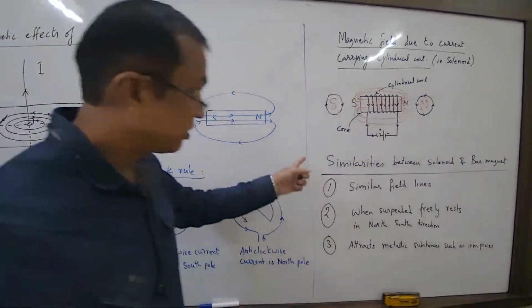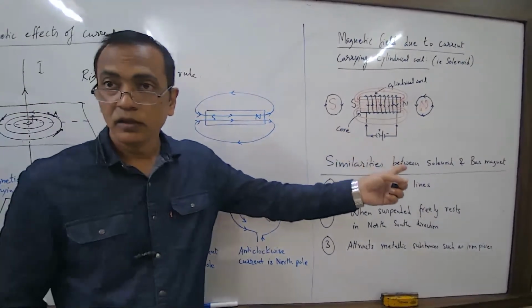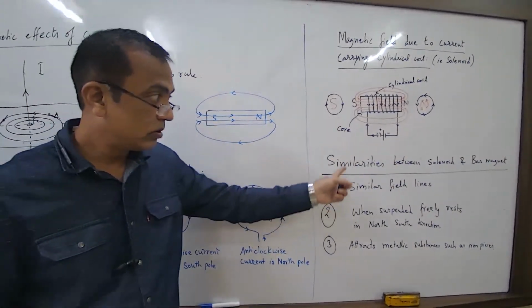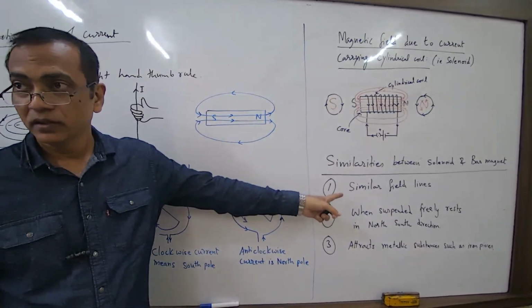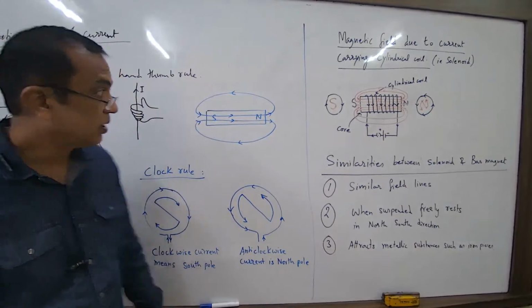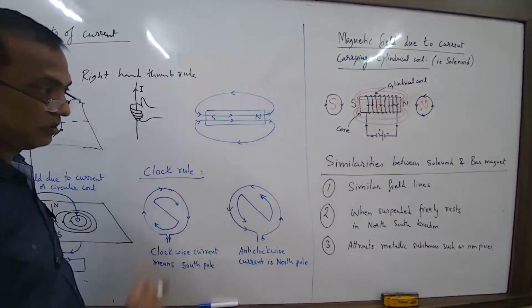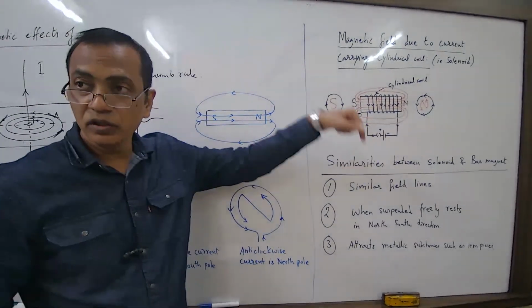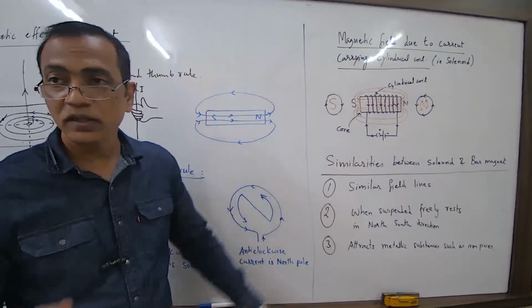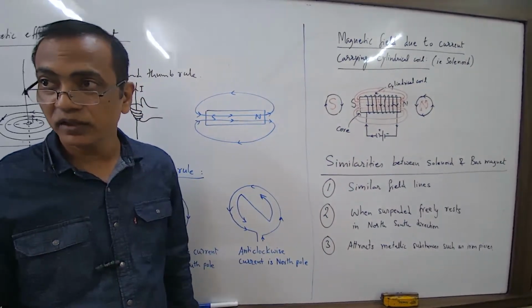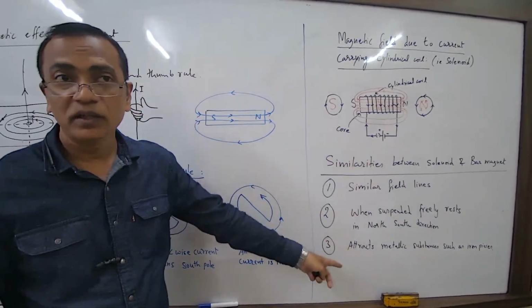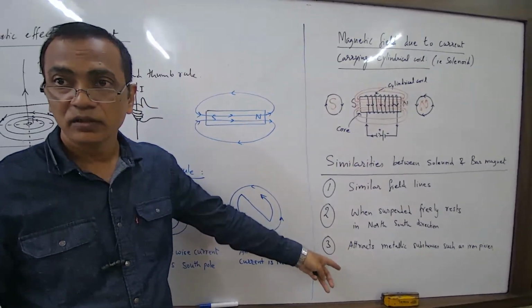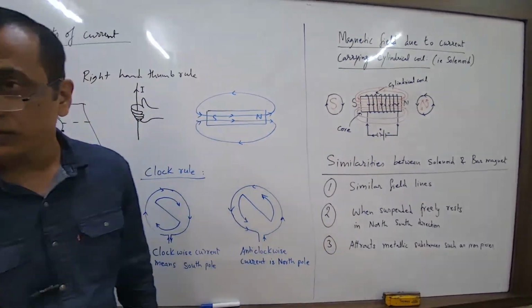तो जो सोलेनॉइड में जो मैग्नेटिक लाइन है, और जो बार मैग्नेट का मैग्नेटिक लाइन है, similar field है, ठीक है, you can see that बार मैग्नेट का जैसा है वैसे ही सोलेनॉइड का. When you suspend the solenoid, this also rests in north-south direction, just like bar magnet. Then ये भी it attracts metallic substances. तो ये similar points हो गए, ठीक है.